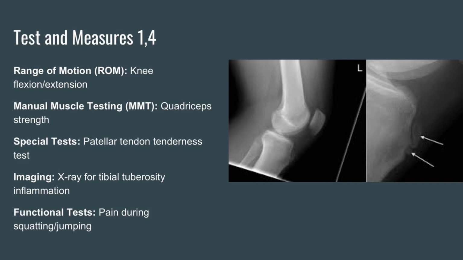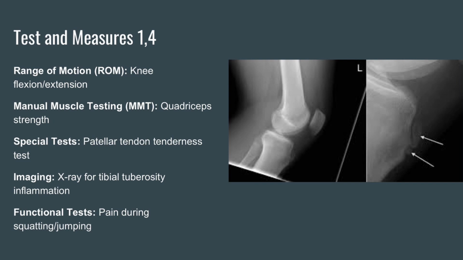So for the tests and measures, obviously you can take the range of motion of the knee because that's going to be limited. And you do the manual muscle test of the quad strength because that's what's also going to be affecting the patellar tendon as far as how much traction is being put on it.